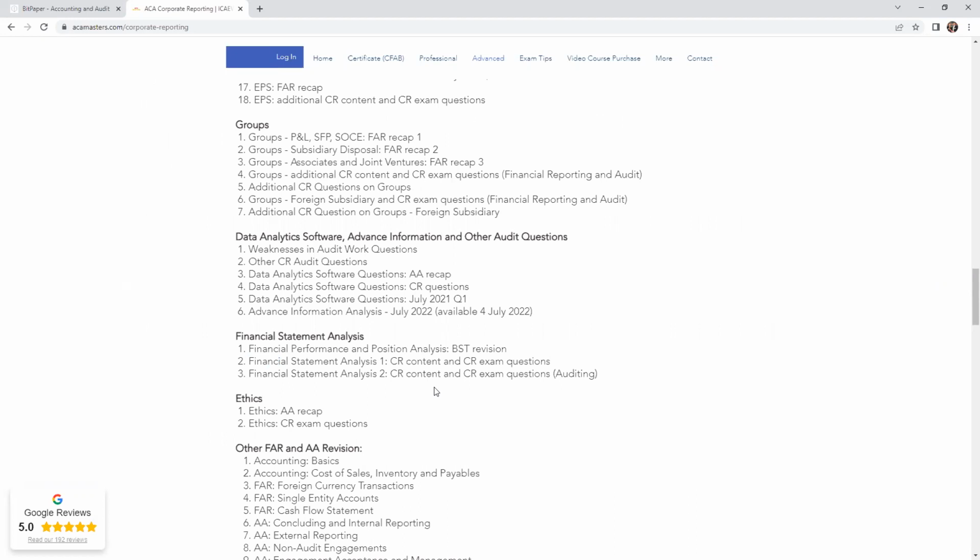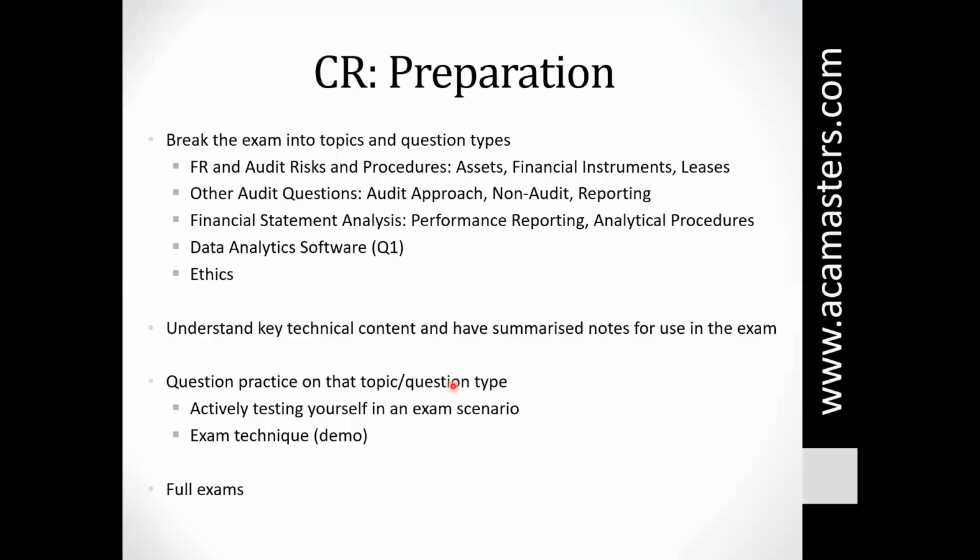So not all audit questions are audit risks and procedures. You do get some other audit questions, maybe focusing on audit approach or non-audit, so assurance engagements or reporting. Again, probably less standardized, these types of questions, but there is an exam technique that you can use there. So break those out into separate types of questions.